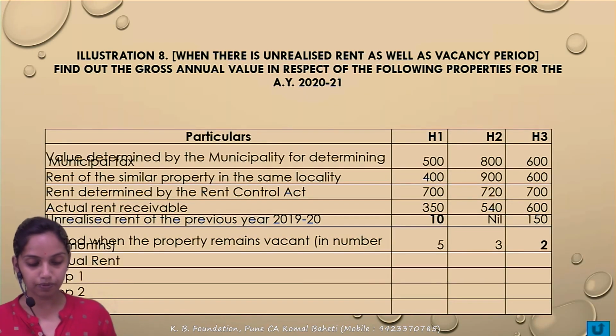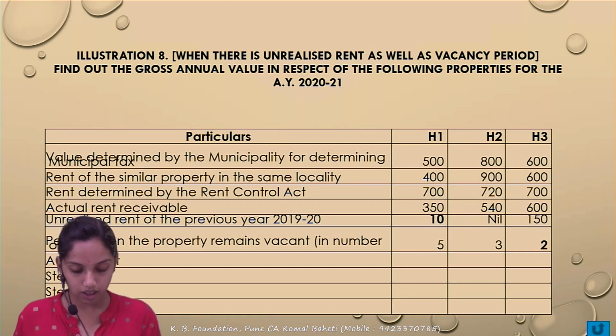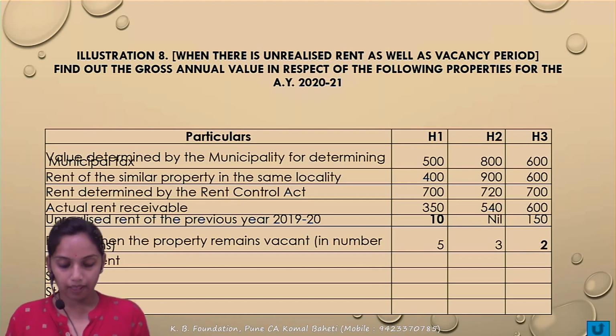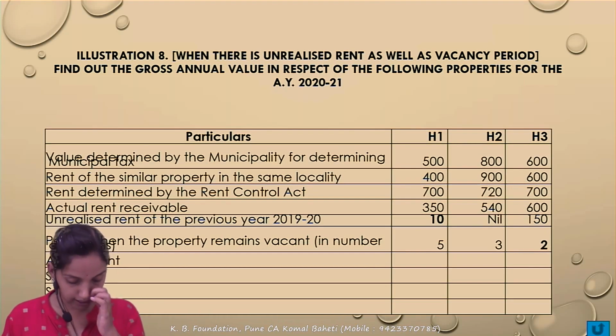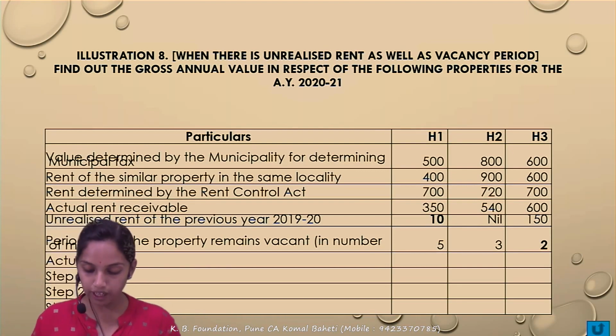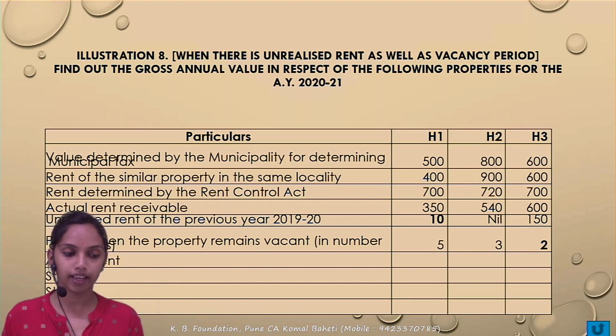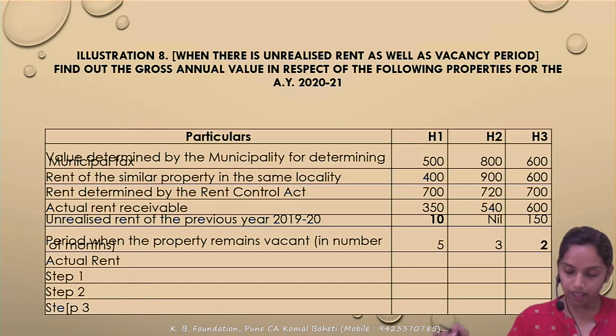Next, what is in this question? Illustration 8. Just look it out carefully. Municipal value had been given. Rent for the similar property in this location means this is nothing but the fair rent. Correct? Next one, what is given? Rent determined under the Rent Control Act. That is nothing but the standard rent.